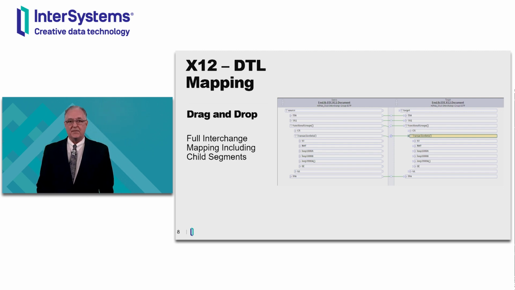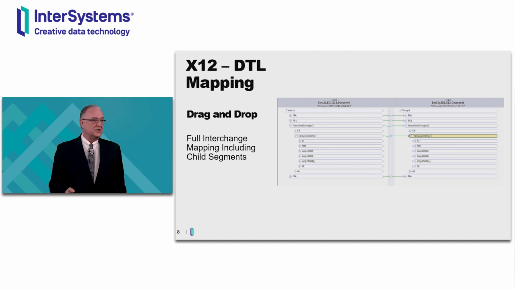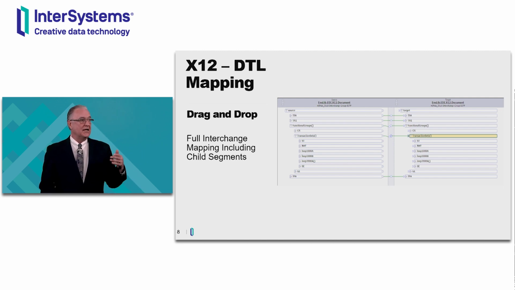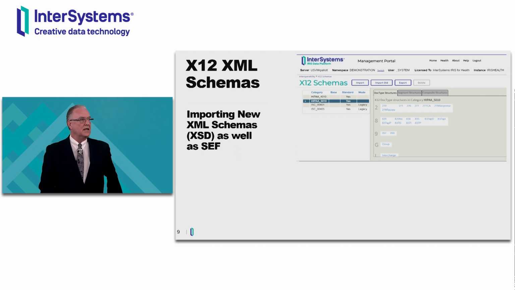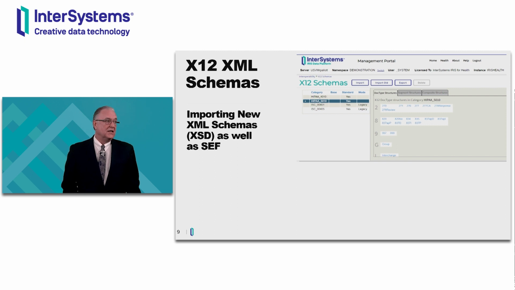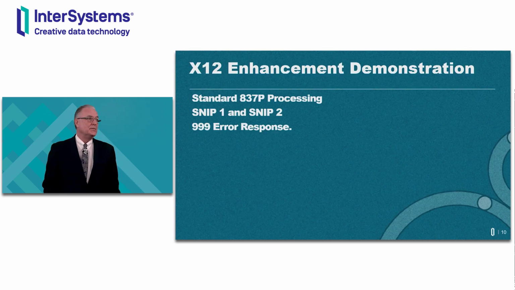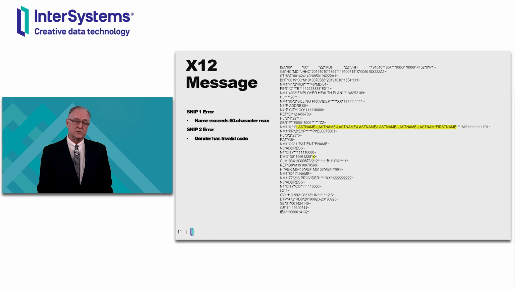X12 DTL mapping is drag and drop now. As you can see in this example, ISA segment and the functional groups and transaction sections are all in the same mapping. Importing new schemas with XSD or XML, as well as Ceph, is now available. The XML enhancements include SNIP 1, SNIP 2, and 999 error response, which we'll demonstrate now.